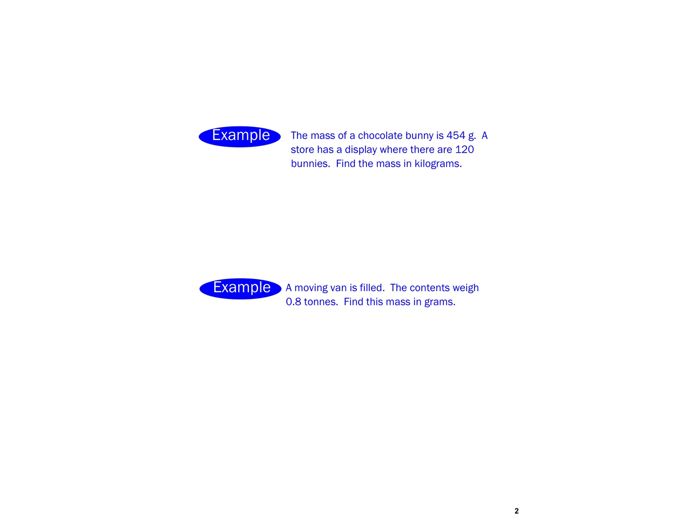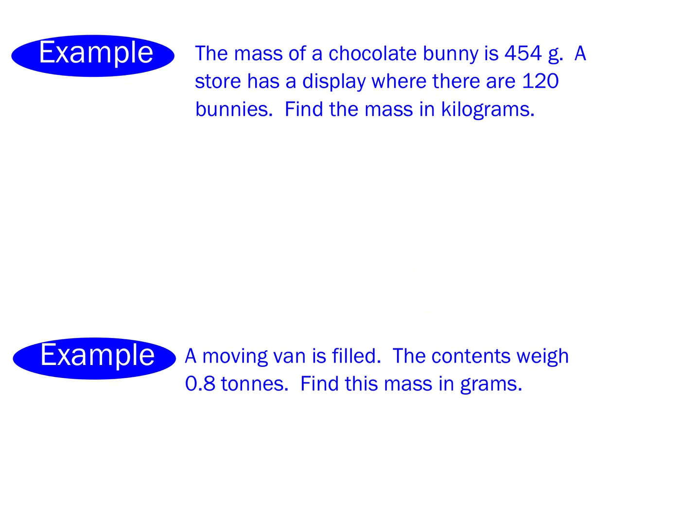The mass of a chocolate bunny is 454 grams. A store has a display where there's 120 bunnies. What's the mass in kilograms? What do we do first? Mass of the bunny is 454 grams. There's 120 bunnies. What's the mass in kilograms? What do we do?